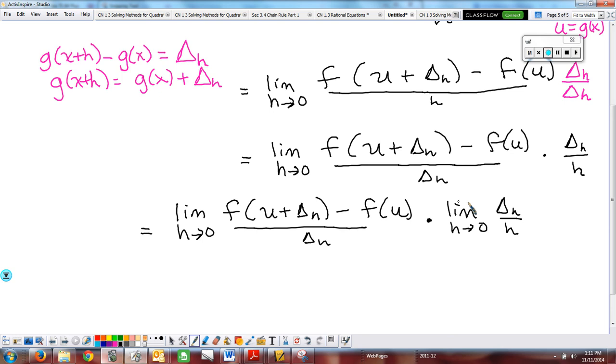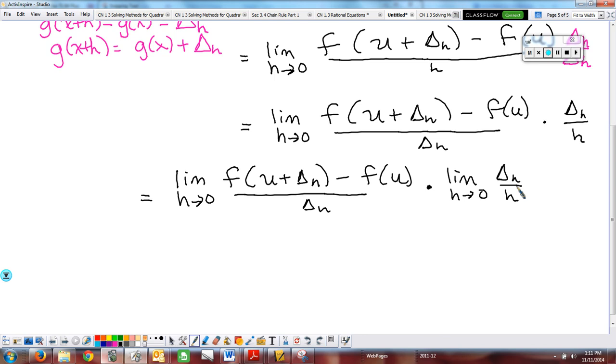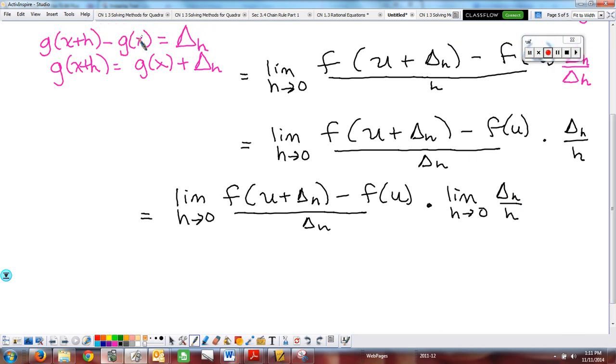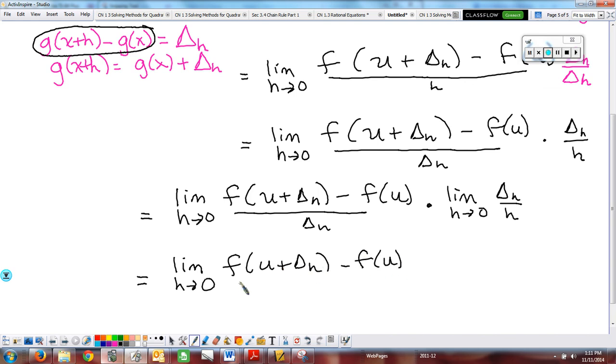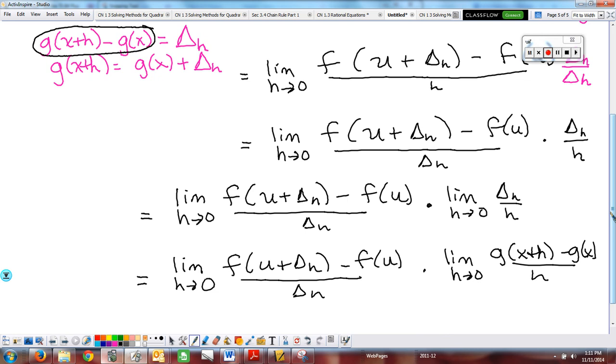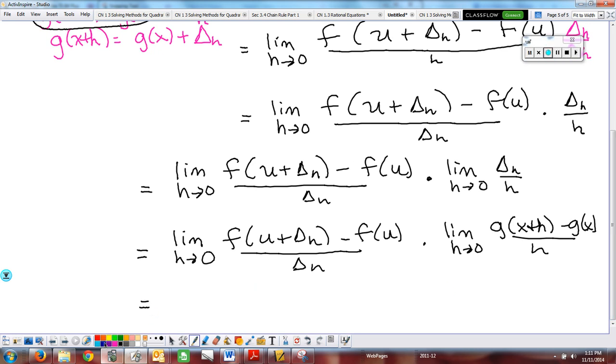Okay. So again, because this is not a constant, I can't pull it out like it was in the simple example. But now I'm going to remember that delta h, which I have written up here, delta h is g of x plus h minus g of x. That's how I defined it originally. So now I'm going to put that back in. All right, the limit as h goes to 0 of f of u plus delta h minus f of u all over delta h, times the limit as h goes to 0 of g of x plus h minus g of x all over h. And now hopefully some light bulbs are going off.